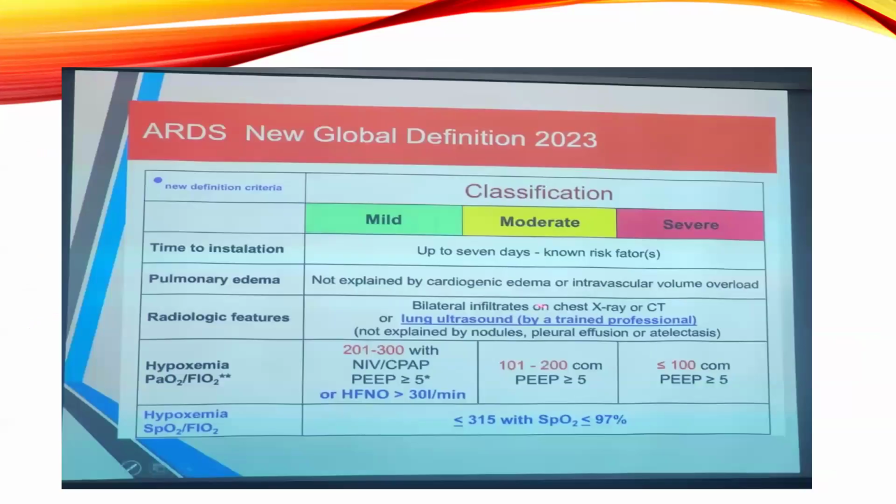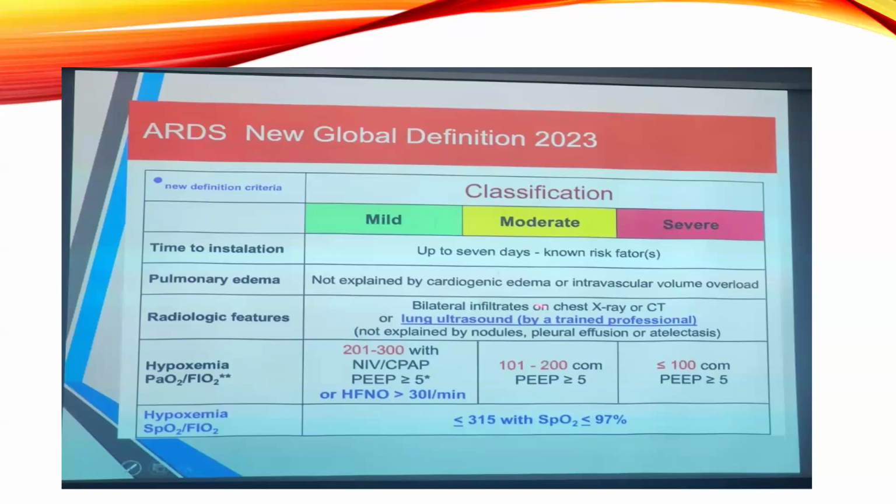According to the new definition of ARDS, the time of onset is up to 7 days from a known risk factor. Then there should be pulmonary edema which is not explained by cardiogenic edema or intravascular volume overload. Regarding radiological features, bilateral infiltrates should be present on either X-ray or CT, which are not explained by lung nodule, pleural effusion, and atelectasis.